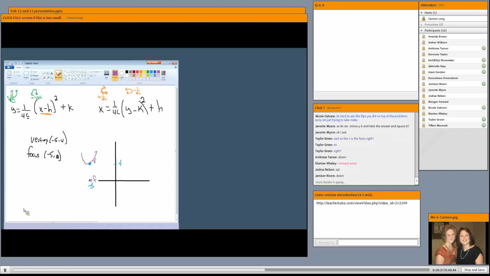It was hilarious. All right, so here's the problem: y squared minus 8y, plus 8... The vertex form is x equals 1 over 4c times y minus k squared plus h. That's what I want it to look like. It doesn't look like that, but I've got to do some work. It's x equals, not y equals, because the y is the thing that's squared. So I know this is going to be a sideways parabola.